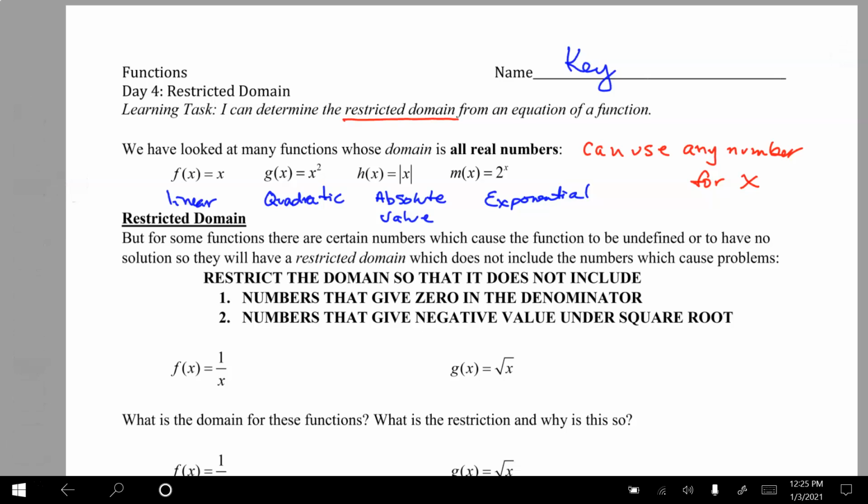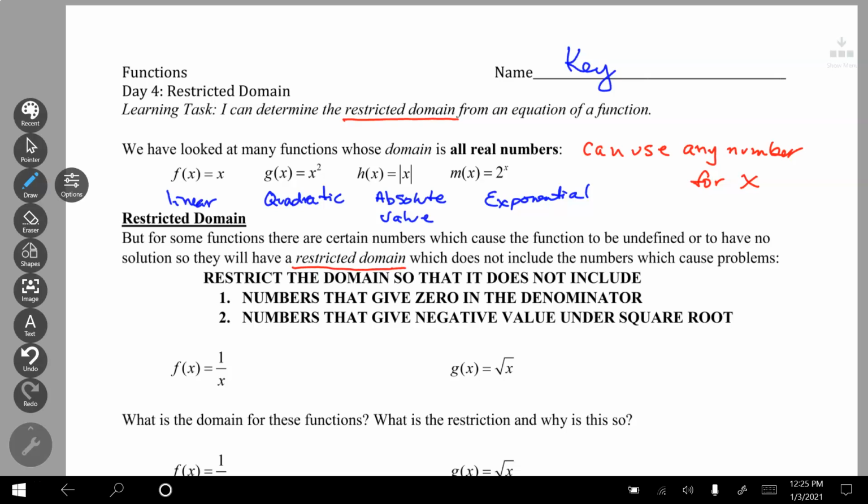We're going to look at two specific functions that we looked at already that do not have all real numbers as the domain. And I have two basic rules. Rule number one is going to be the denominator rule, and rule number two would be the square root rule. And here are my two functions, 1 over x, where x is in the denominator, and the second function is the square root of x. And they do have restrictions or limitations on what I can use for x.